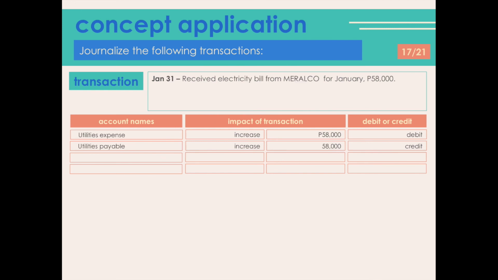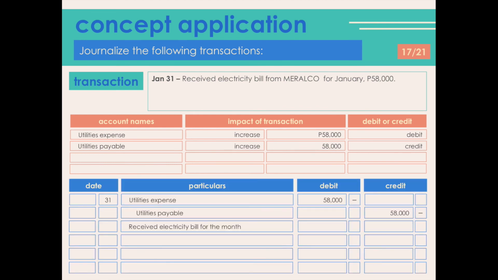January 31. Received electricity bill from Meralco for January, 58,000 pesos. Okay, so here the company received the bill for electricity consumed in January. So the value received would be the services from Meralco, so we debit utilities expense for 58,000. As of today, no payment has been made since it only states that the electricity bill was received. The value parted with is therefore not cash, but an obligation to pay in the future, so we credit utilities payable for the same amount.